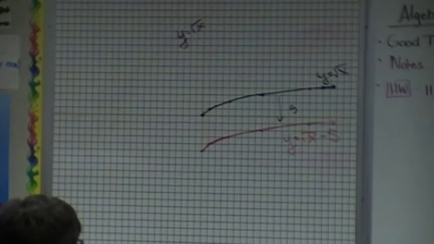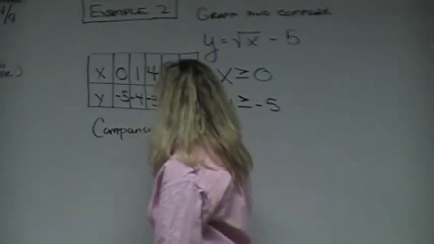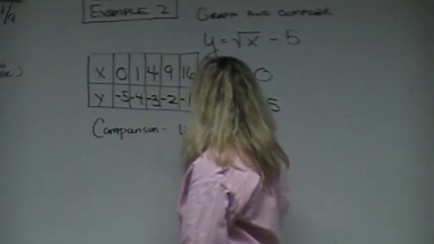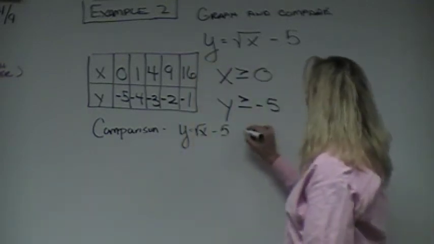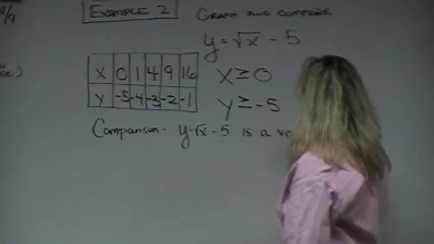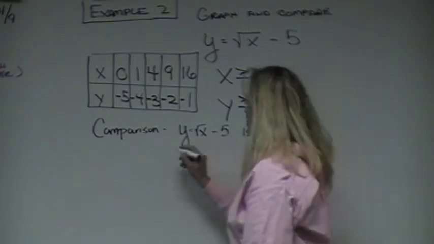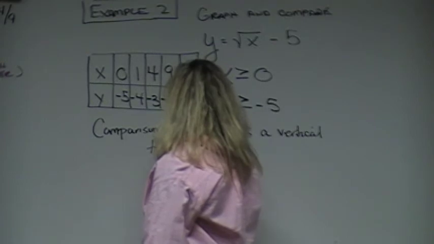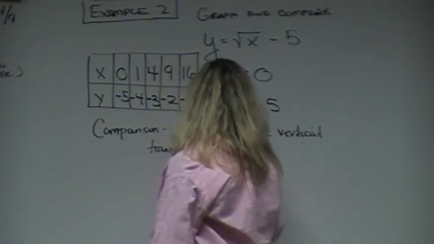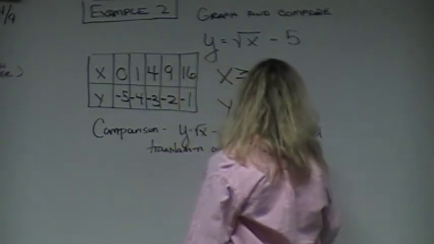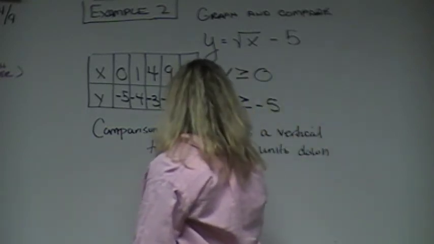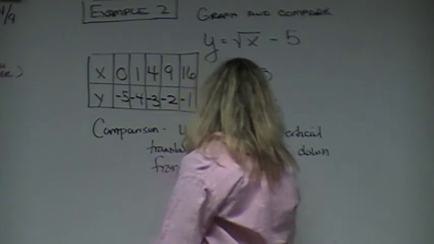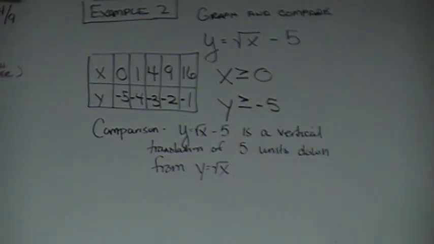So the only thing we're going to say as a comparison is, under comparison, you're going to say y equals the square root of x minus 5 outside the radical is a vertical translation of 5 units down from y equals the square root of x. There you go. We're done with that one.